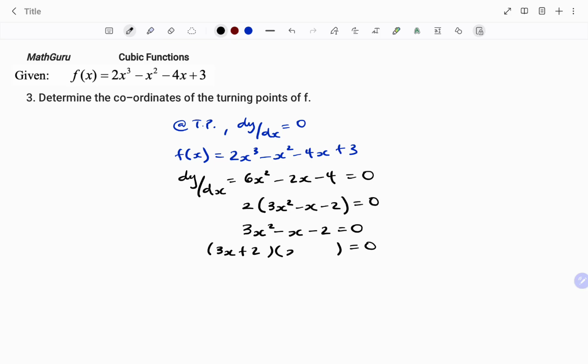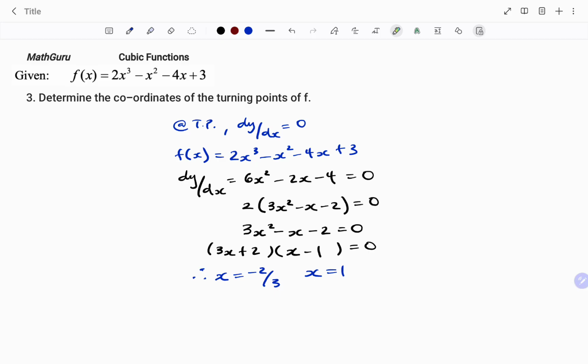And then the second bracket, x minus 1. So for my first bracket, the value of x will be negative 2 over 3, and for my second bracket, x will be equal to positive 1. For each value of x, as shown, we need to solve for the corresponding y values in order to get the coordinates of the turning point.